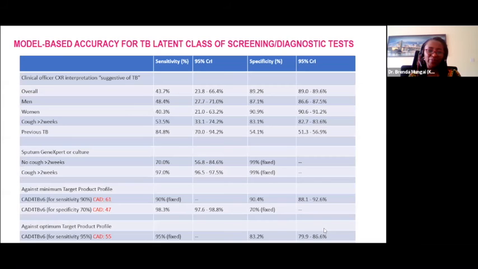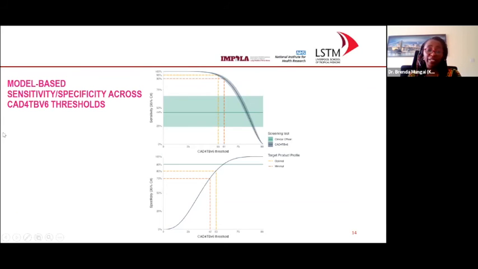Okay, I'm going to show you some graphs next that are probably saying the same thing. At a CAD threshold of 55, or 61, what would be the sensitivity? And the lower one will show the specificity at the other thresholds that we also considered.